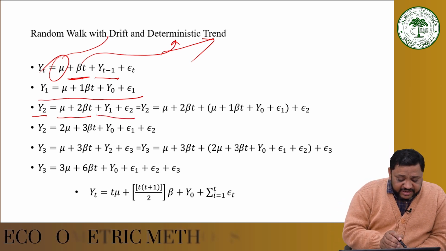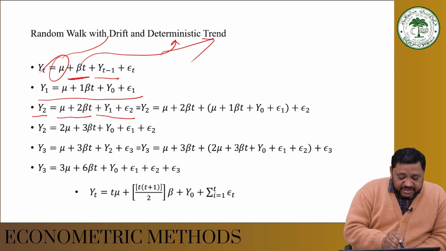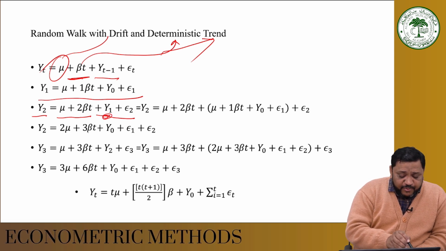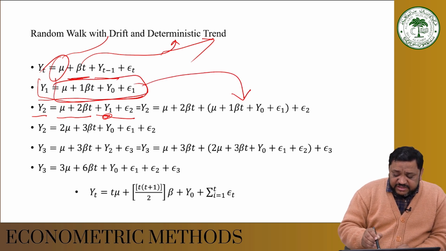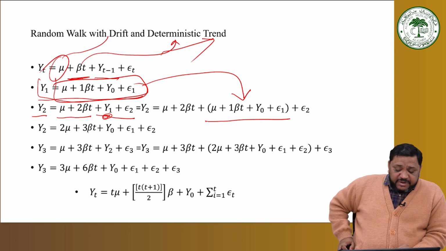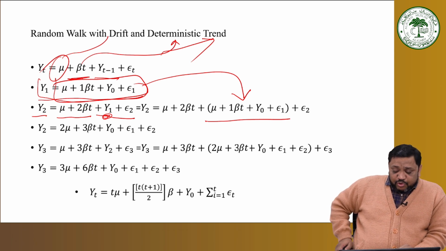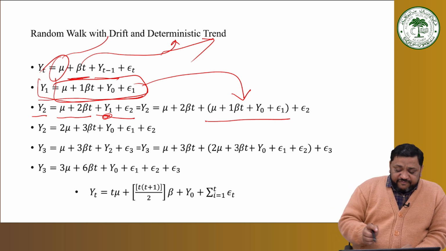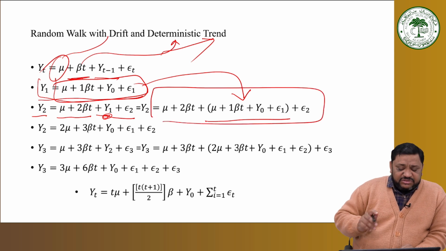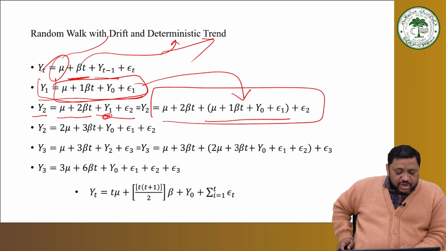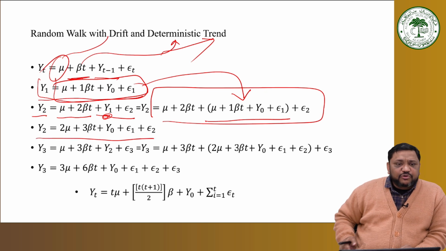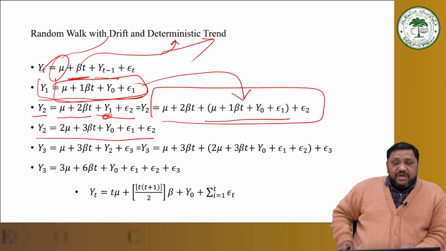So now what we have done is, in place of y1, we incorporate this entire expression of y1. So it becomes mu plus 2 bt plus mu plus 1 bt plus y0 plus epsilon 1, which are the terms of y1, plus epsilon 2. If I now join the similar terms and do the additions, we find y2 is equal to 2 mu plus 3b plus y0 plus epsilon 1 and epsilon 2.